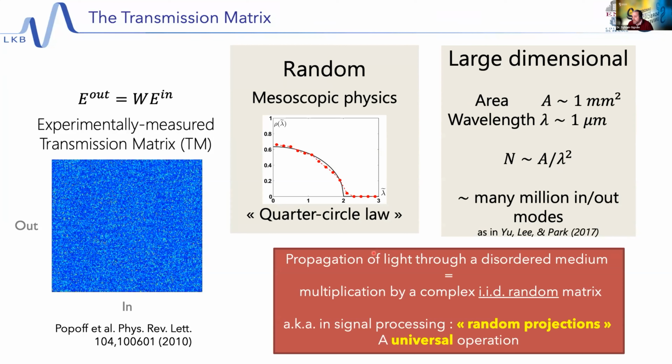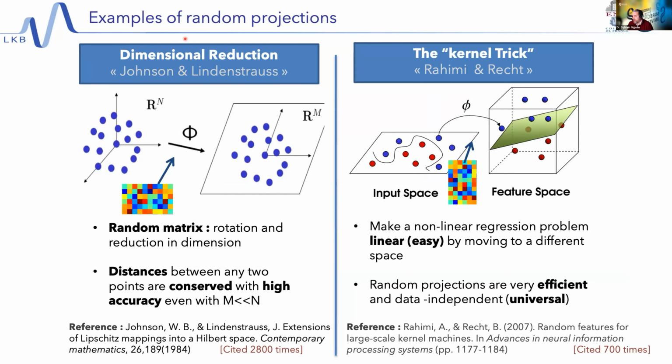And so you can see the propagation of light through a disordered medium as a multiplication of some input by a random matrix. And this random matrix is actually, and this is what we realized a few years ago with some colleagues from signal processing, a very general operation in signal processing. And I want to give two examples of that. The first one is basically for dimensional reduction.